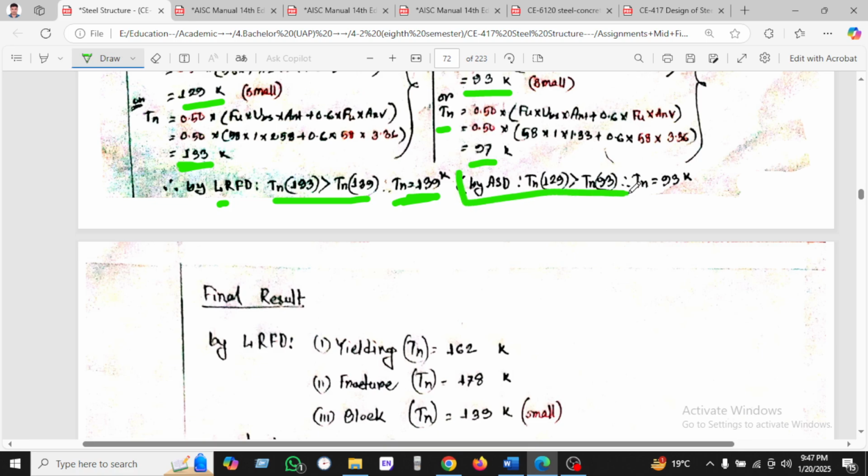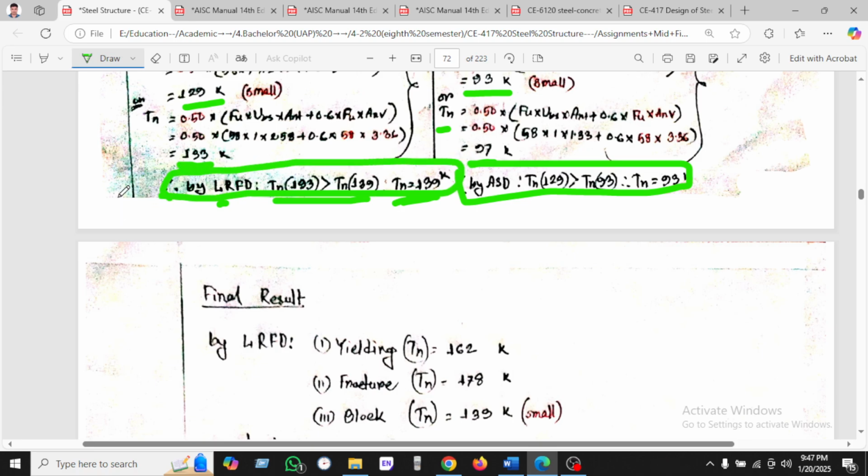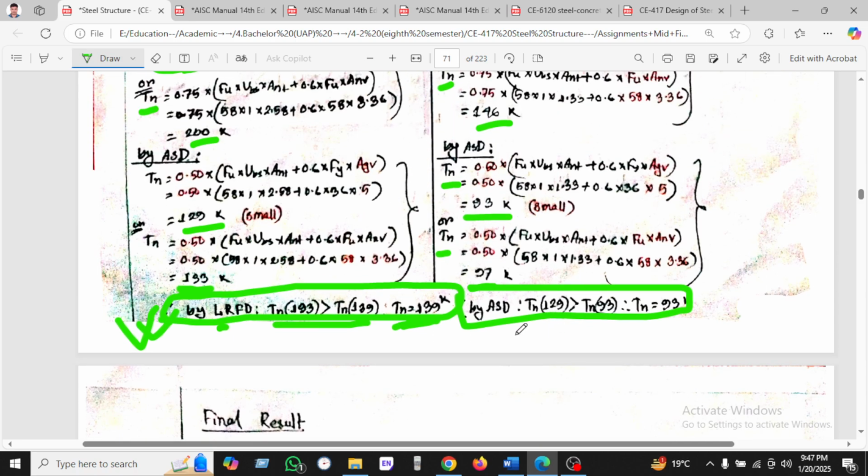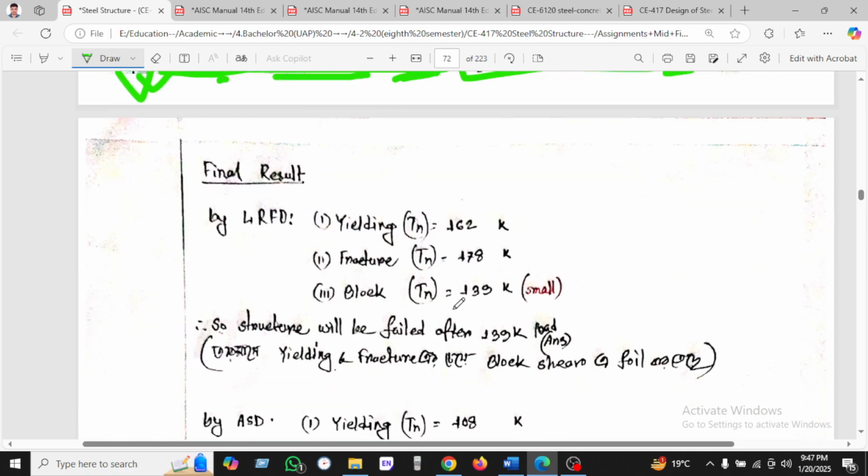In the same way, if we consider ASD we will take it here, but we are encouraged to do this math in the LRFD method. So in the same way we are taking the ASD method. So we have 139 here on the left side, and another was found 93. So 93 is used.